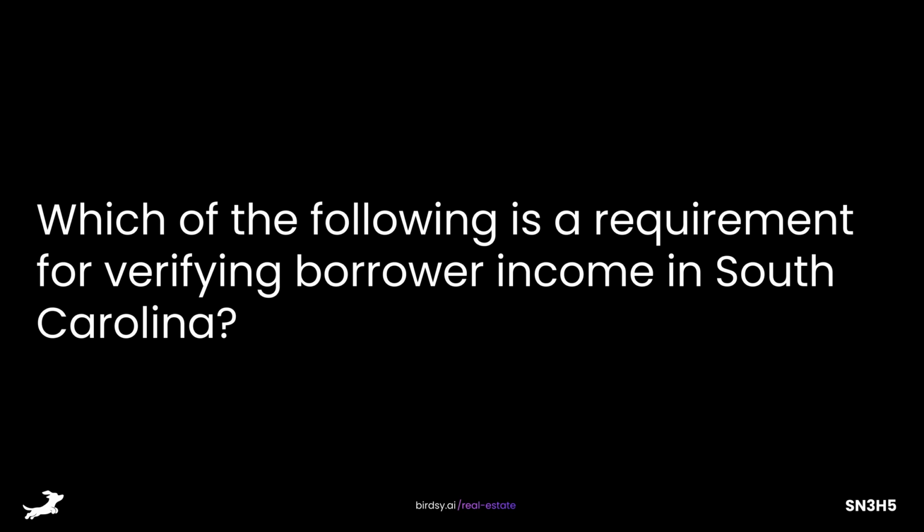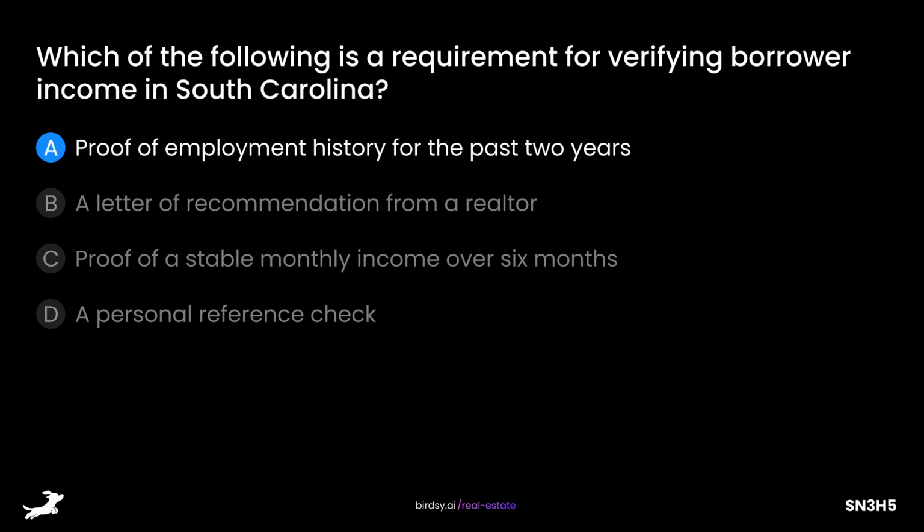Which of the following is a requirement for verifying borrower income in South Carolina? Is it A, proof of employment history for the past 2 years? B, a letter of recommendation from a realtor? C, proof of a stable monthly income over 6 months? Or D, a personal reference check? The answer is A, proof of employment history for the past 2 years.